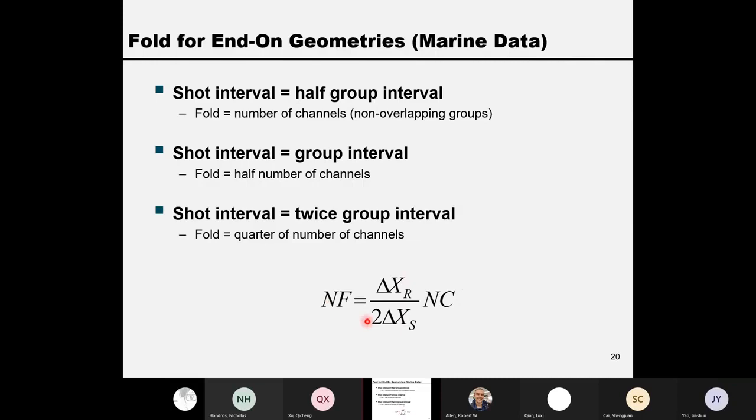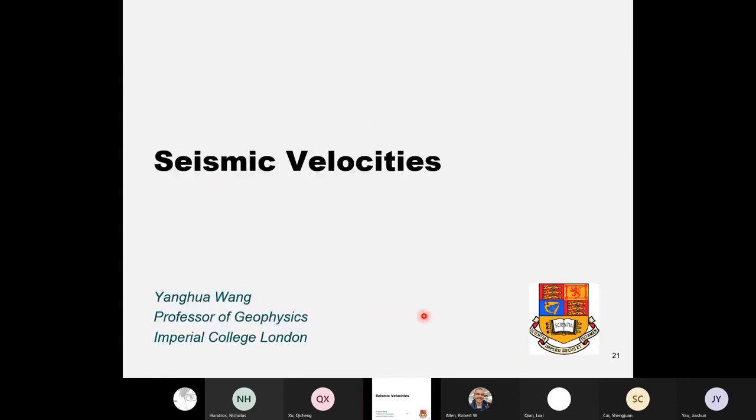If you really like mathematics, you can remember the formula, but it's useless, right? As I said, there are so many formulas I presented here, you don't need to memorize them. You can always derive them by yourself, okay? The number of channels, the fold, the number of traces in your CMP gather, is equal to the ratio of receiver interval to source interval, divided by 2. Right. Okay. That's for the CMP concepts.